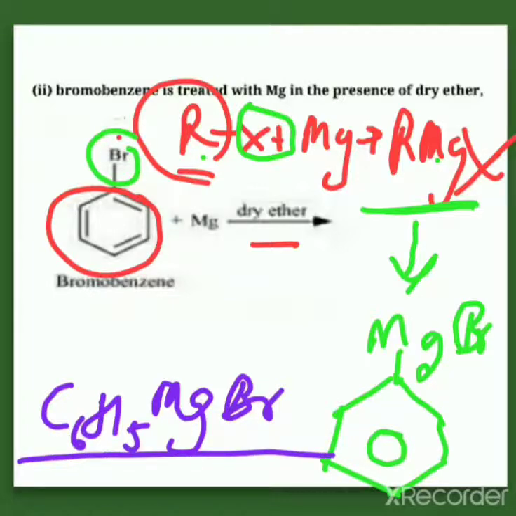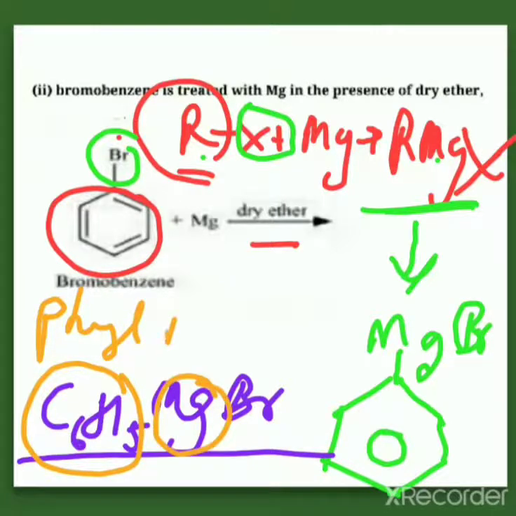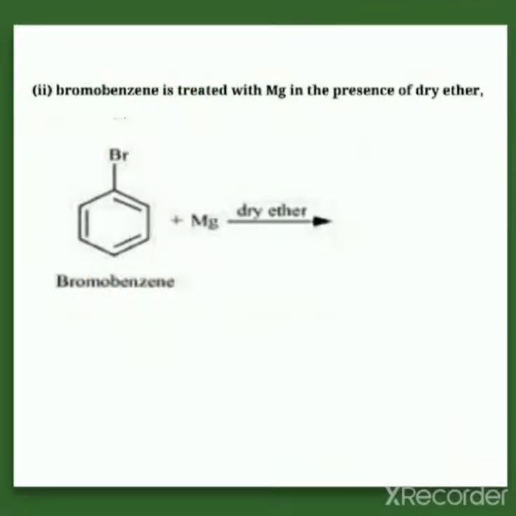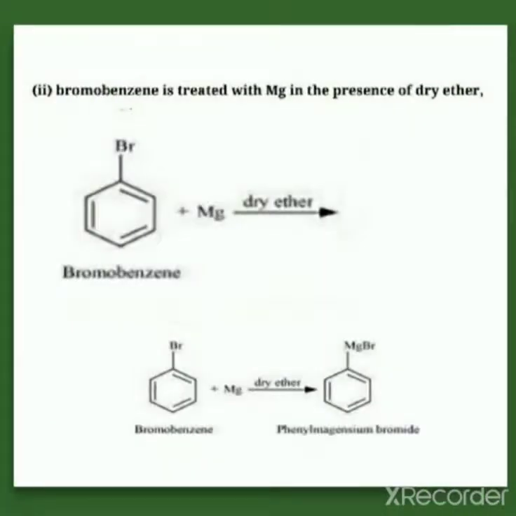How do you name the structure? What is C6H5 here? C6H5 is called phenyl. So we can call this phenyl magnesium bromide. So how do we name this one? Phenyl magnesium bromide. So the answer is clear to you. That is a Grignard reagent. So you can check the answer here. What answer did we get? Phenyl magnesium bromide.